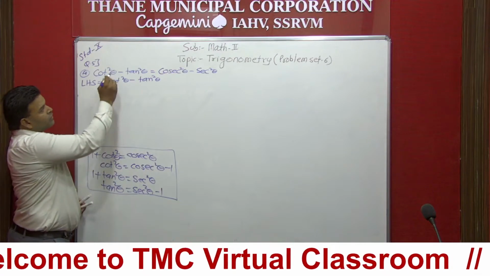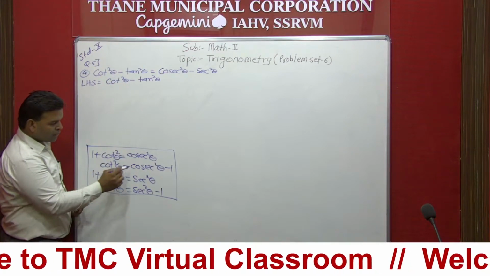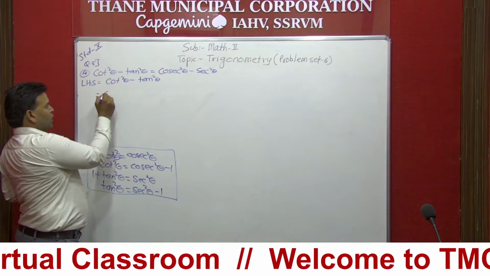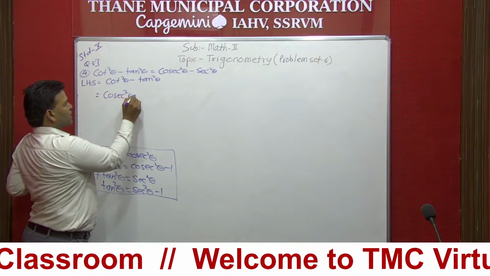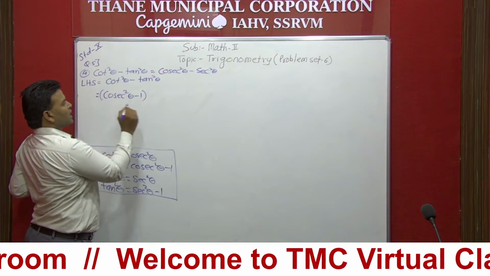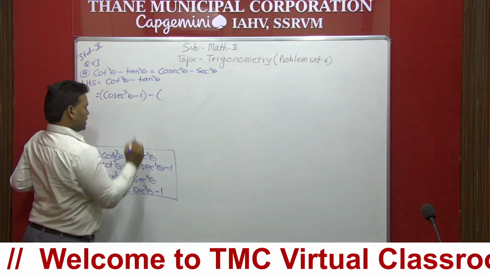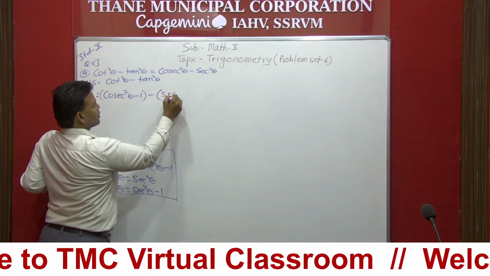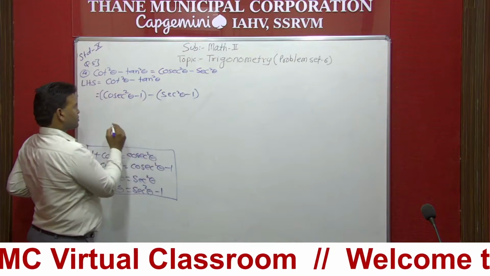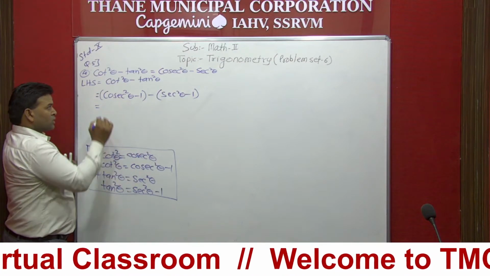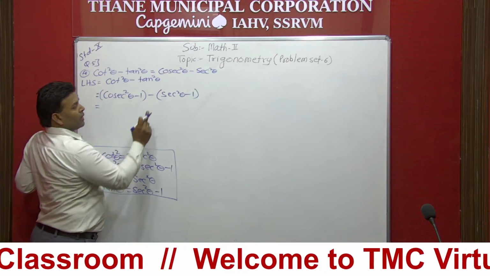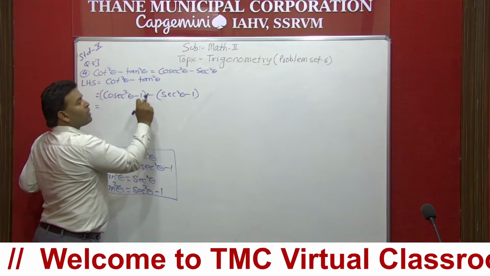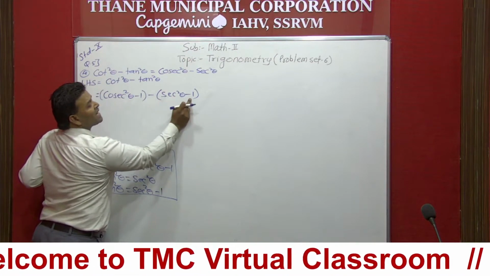Now see, instead of cot square theta, what am I going to write? Cosec square theta minus 1. So let me write down cosec square theta minus 1, bracket close. Here, instead of this I have written the middle sign minus. Tan square theta can be written as sec square theta minus 1. Now I will open the bracket. After opening the bracket, remember one thing, students: whenever we have a bracket and in front of the bracket we have a minus sign, what will the minus sign do? The minus sign will change the inner signs.